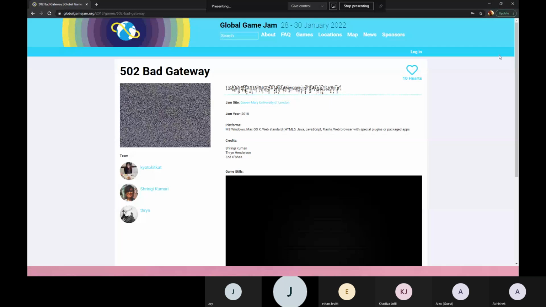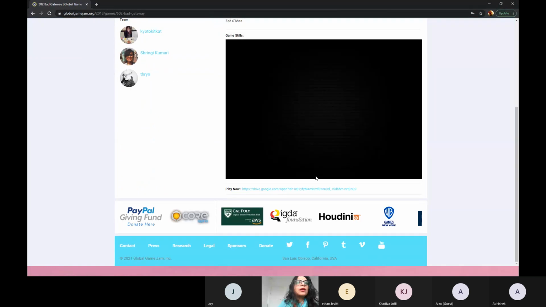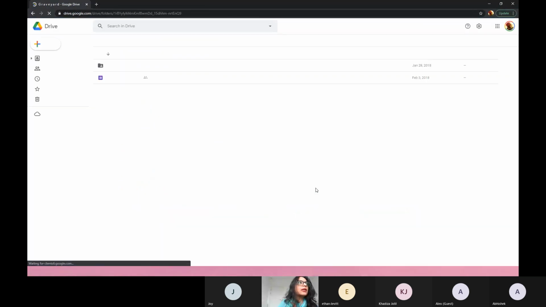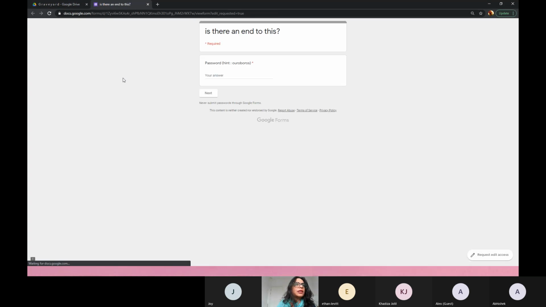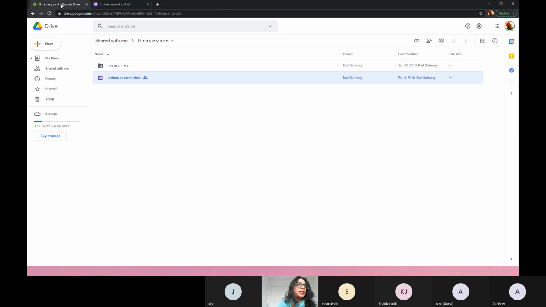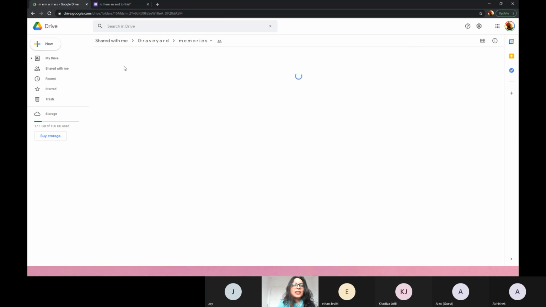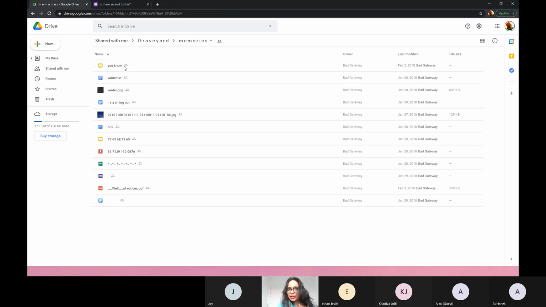So, for example, this is one of my games, just a game jam game, so it's nothing super exciting, but let's take a look. Here, as a player, you have to go and solve this mystery. You have to add this password. This is basically an abandoned account of a wannabe writer, and you have to go through their files to figure out what they were up to.